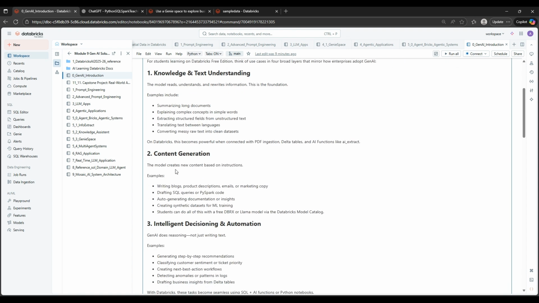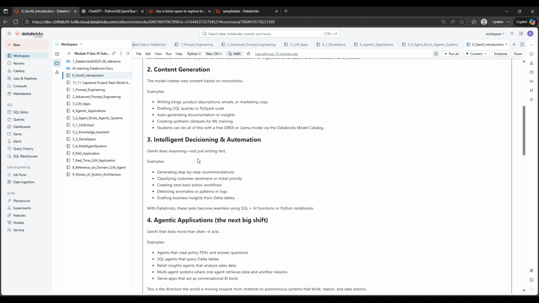Another use case can be content generation. Since it started generating, a lot of things can be generated like blogs, marketing copy, SQL, and code generation is one of the trendiest use cases everyone is doing. Each and every team is doing code generation, and then creating synthetic datasets for machine learning. So understanding the underlying pattern and creation is something generative AI is doing.